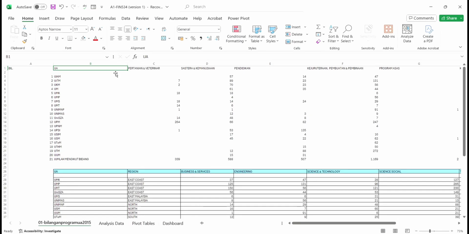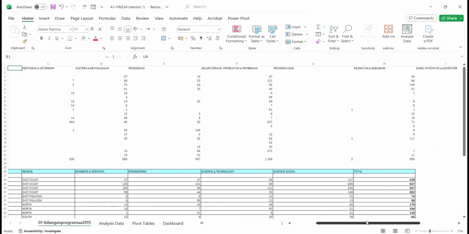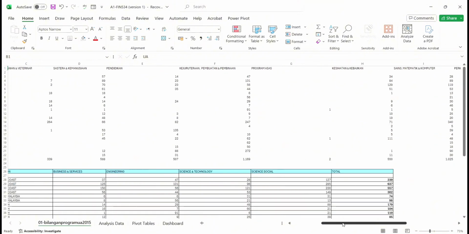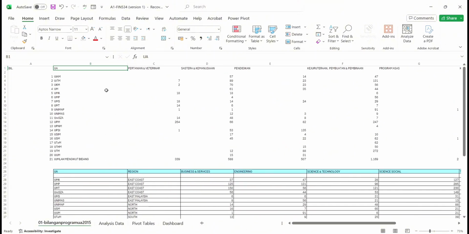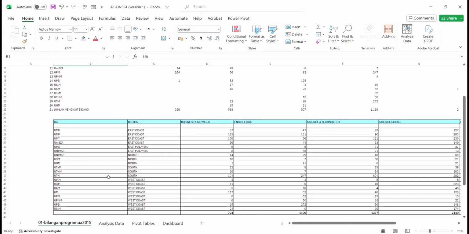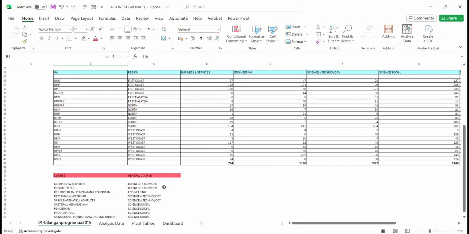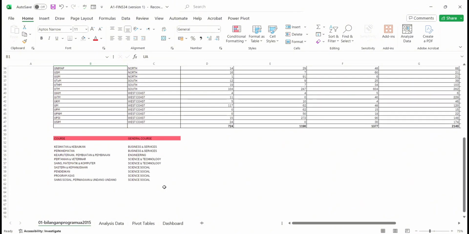The dataset includes a list of public universities, the specific courses they offer and the total number of courses per university. Altogether, the dataset includes around 20 public universities. After cleaning the data, I grouped the universities into 5 regions, which are East Coast, East Malaysia, North, South and West Coast. Then I grouped all courses into 4 general categories: business and services, which includes welfare and services; engineering, which includes all engineering fields; science and technology, which includes agriculture and veterinary, and science, mathematics and computing; and the rest for science social.